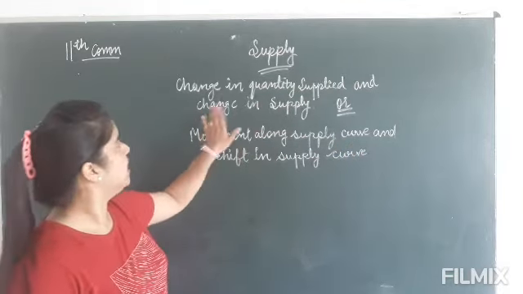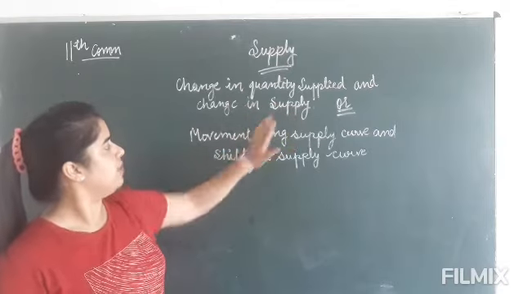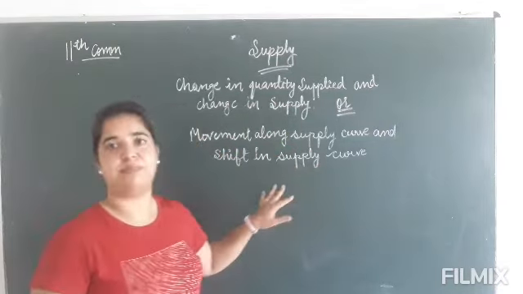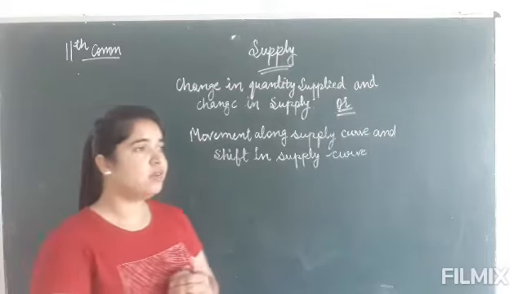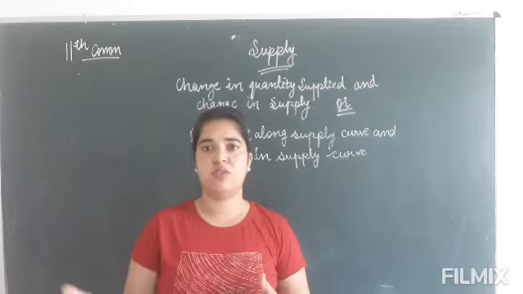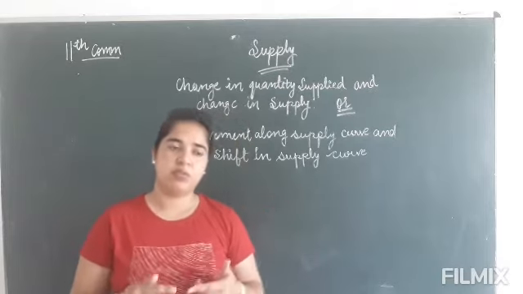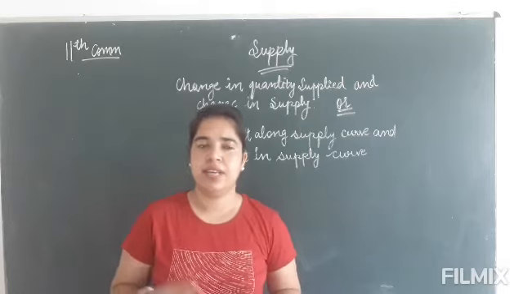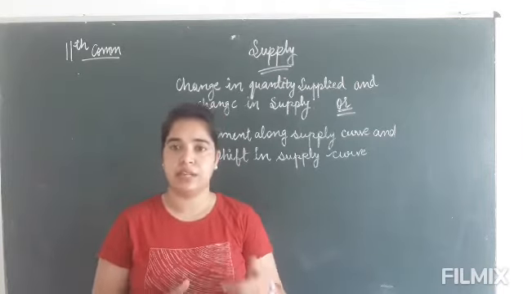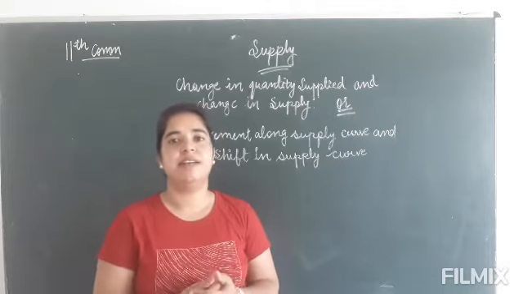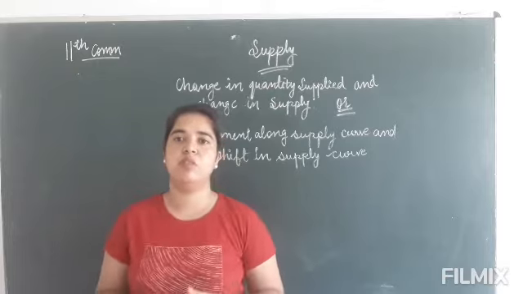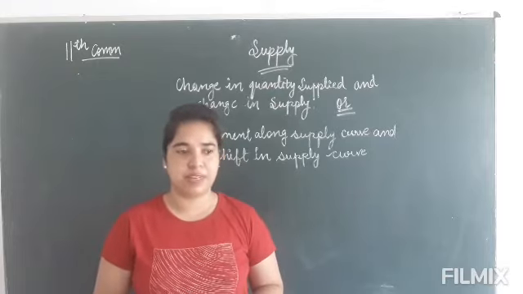And the second one, change in supply. Change in supply means shift in supply curve. Now see that supply can be changed, meaning increase or decrease, with the change in own price, and the second condition is with the help of determinants. Determinants you already studied. Determinants can affect the supply, and own price of the commodity can also affect this supply.